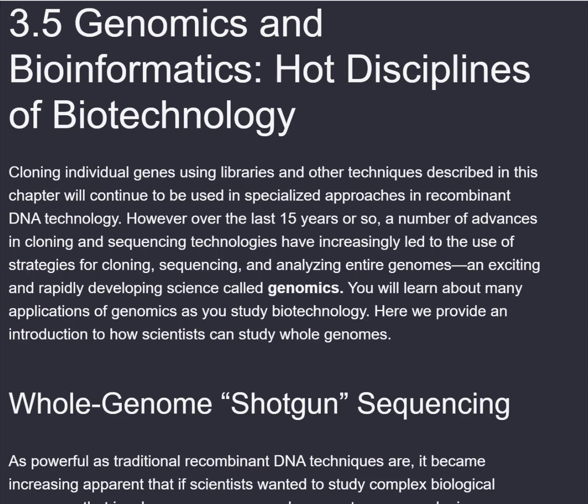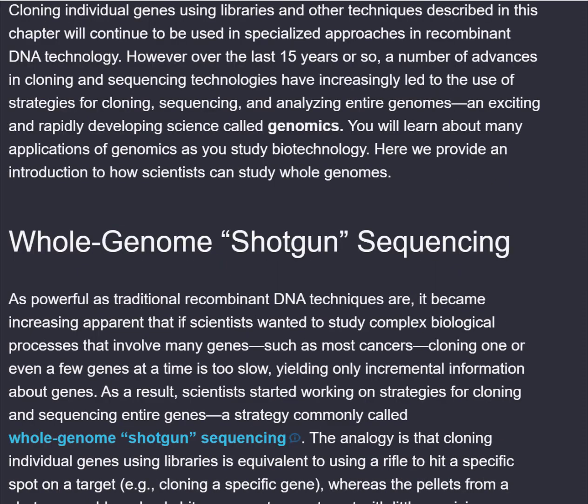3.5 Genomics and Bioinformatics, Hot Disciplines of Biotechnology. Cloning individual genes using libraries and other techniques described in this chapter will continue to be used in specialized approaches in recombinant DNA technology. However, over the last 15 years or so, a number of advances in cloning and sequencing technologies have increasingly led to the use of strategies for cloning, sequencing, and analyzing entire genomes in an exciting and rapidly developing science called genomics. You will learn about many applications of genomics as you study biotechnology. Here we provide an introduction to how scientists can study whole genomes.